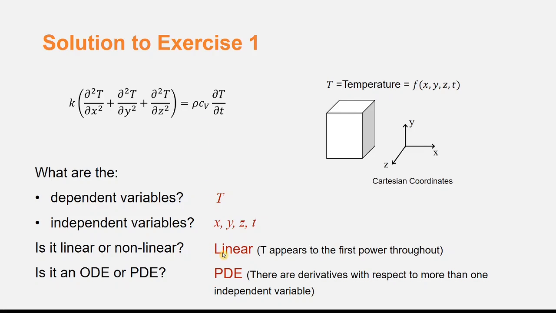Now, the equation is linear because temperature only appears to the first power in all terms, and there are no functions like sine t or log t. Finally, it is a PDE because there are derivatives with respect to more than one independent variable. In fact, this equation has derivatives with respect to all 4 independent variables.